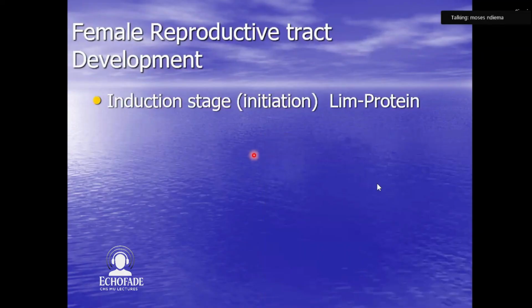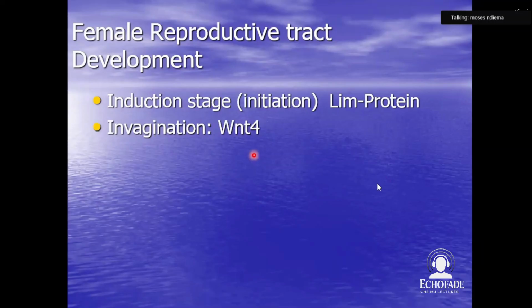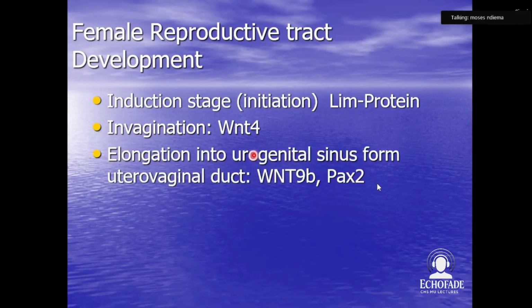For the female development, we normally have stages. What you call the induction stage, which is the initiation stage, is under the limb protein. Then the invagination stage, that is of the oviduct, or what is eventually going to form the oviduct and the uterus. That's the Mullerian duct. And then elongation.